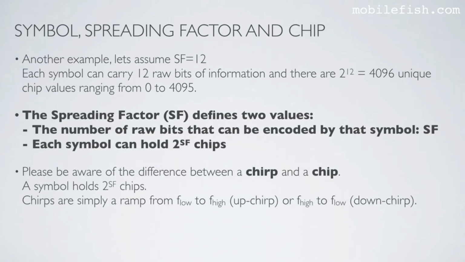Please be aware of the difference between chirp and chip. A symbol holds 2 to the power of SF chips, and chirps are simply a ramp from F low to F high, meaning up chirps, or F high to F low, meaning down chirps. It is very important that you understand what symbols, spreading factors, and chips are, because in tutorial 15 I will discuss data rate, chip rate, and symbol rate, among others.